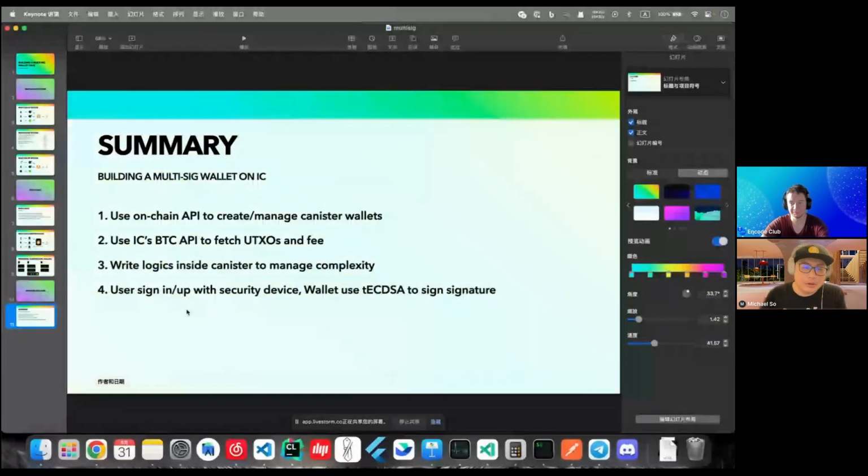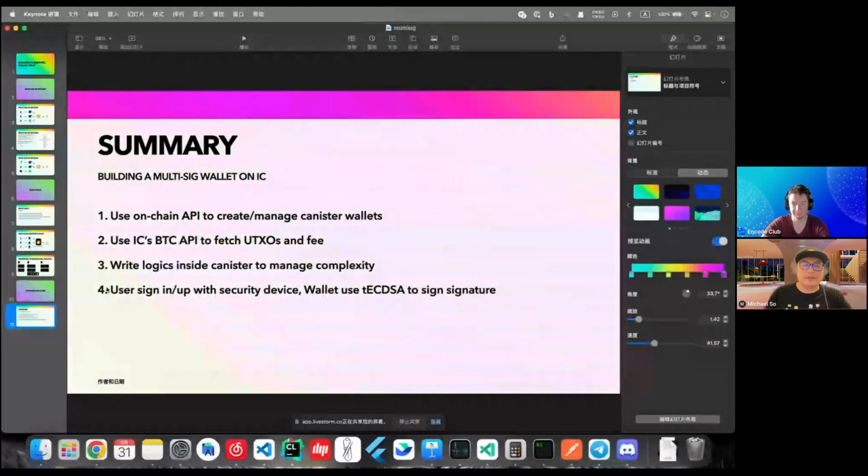What is most important, the user won't need to worry about the key, because when they sign in or sign up, they use their own security device. And this wallet is a Canister wallet. The wallet uses threshold signing to sign the signature and broadcast to the network. So this is how we build a multi-sig wallet.